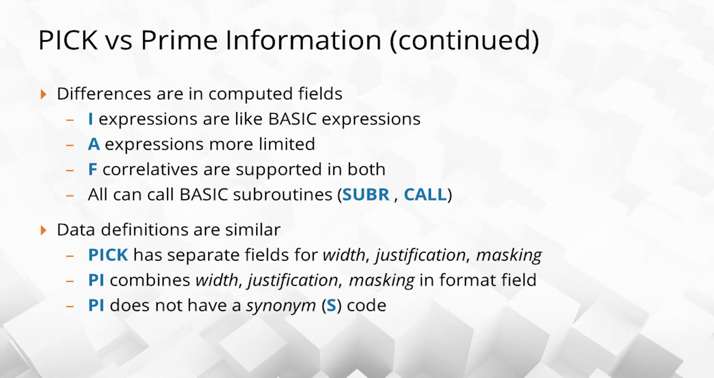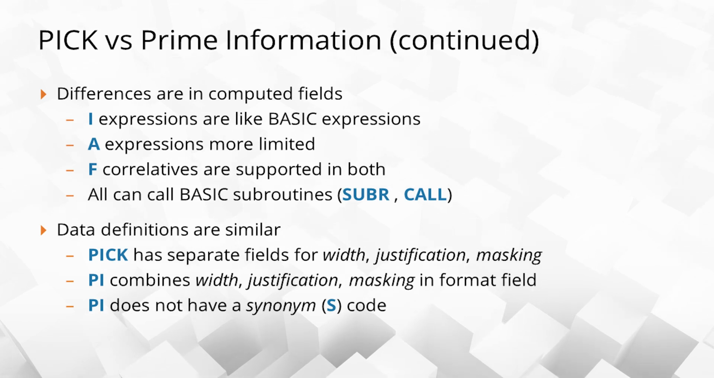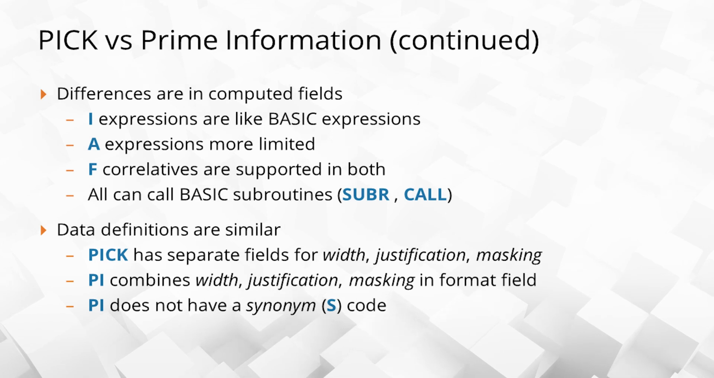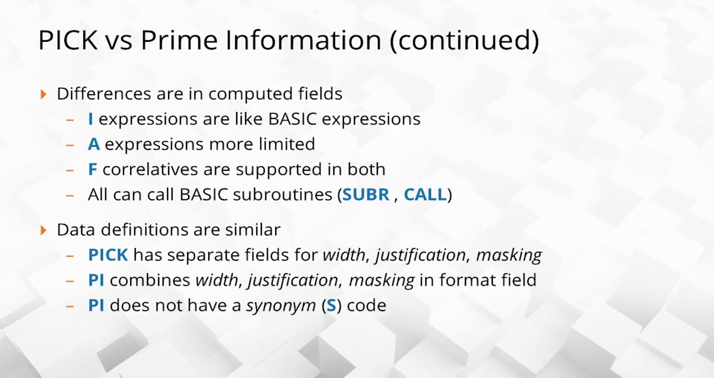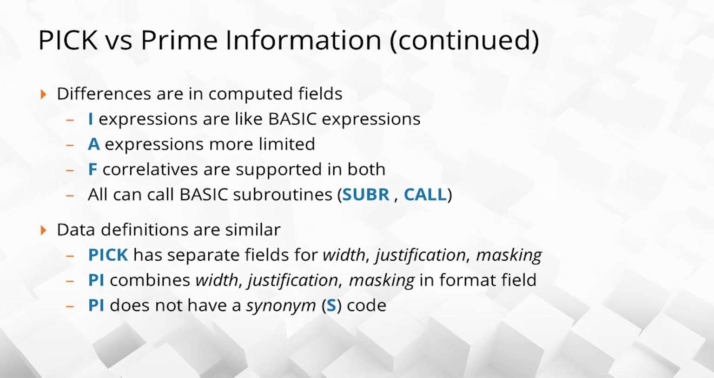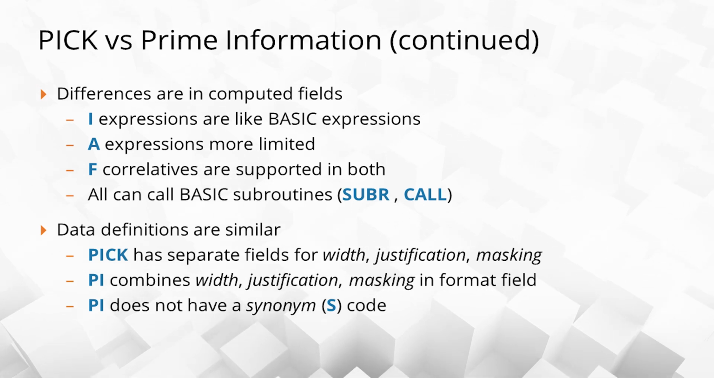And then we can't leave out F correlatives. I know that any of you who's listened to some of Paul's multi-value talks, he always talks about F correlatives. F correlatives are another computed field structure. They're basically a reverse Polish notation function, and they were the precursor to the algebraic expressions, the A types.